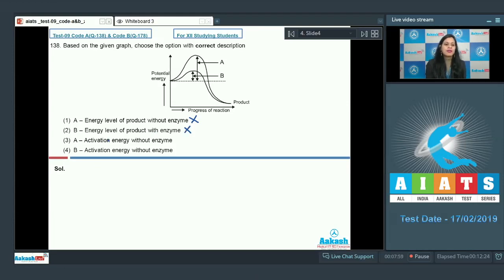The third option is A represents activation energy without enzyme. As it is a correct statement, this is the correct answer, because A represents activation energy without enzyme and B activation energy with enzyme. The last option is B represents activation energy without enzyme, which is incorrect. So the correct answer is option number 3. Let's proceed to the next question.